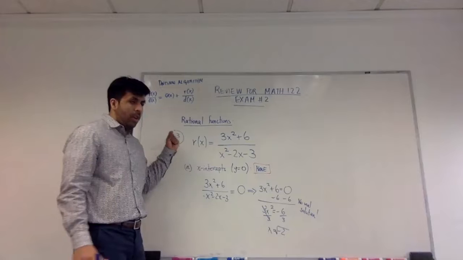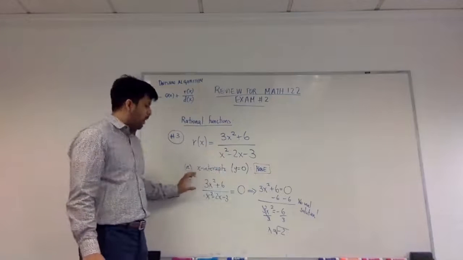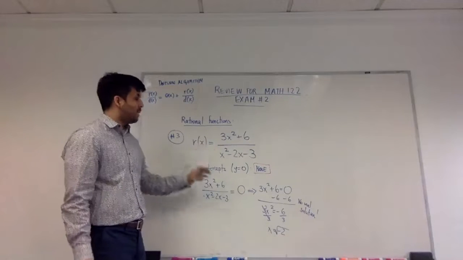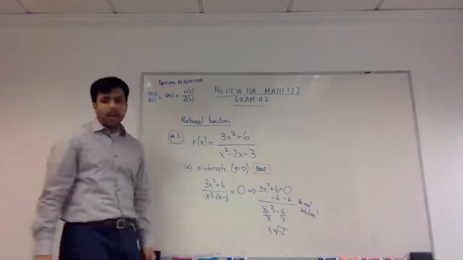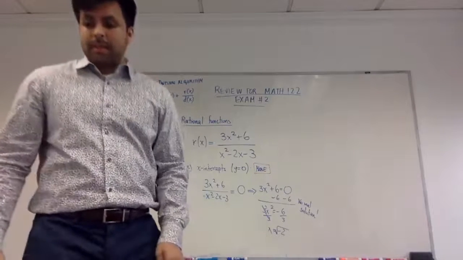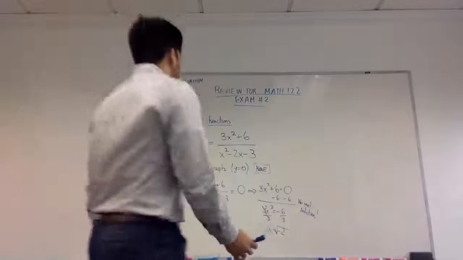So in order to find x-intercepts, you set my rational function equal to 0, which means I set my numerator equal to 0 and solve. But in this case, I can't solve, so I have no x-intercepts. Now let's see if we have any y-intercepts. That's part B.